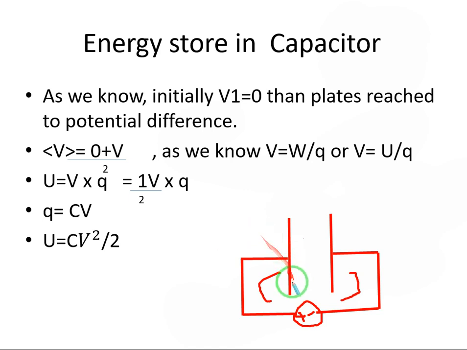So we need to have an average value of voltage. Initially the average voltage value will be zero, and then it will be V.